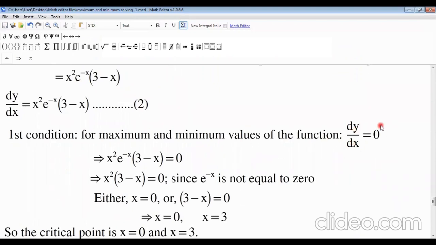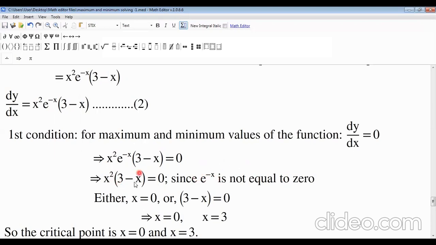First derivative will be 0. That means dy/dx equals 0. So this equals 0, because dy/dx equals this. Just solving for x, because e to the minus x can never be 0 for any real number x. So this is not equal to 0, remember it, e to the minus x.